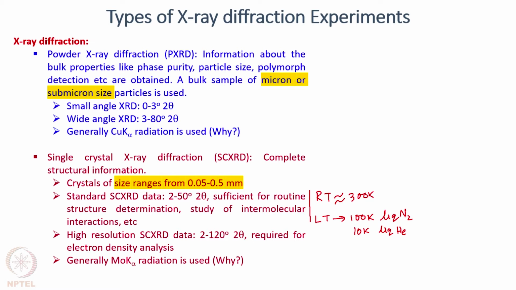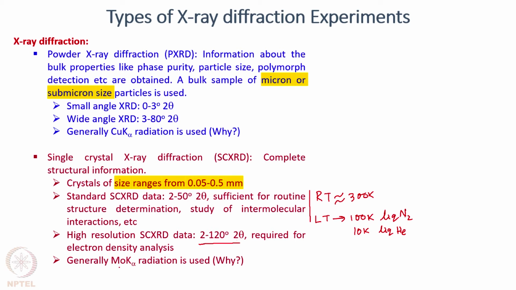But if we need further information other than just the structure solution, if we want to know the electron density distribution in a molecule, identify the hydrogen bonds, or model the intermolecular interaction regions and determine the electron density distribution between two molecules and how they are interacting, we need high resolution single crystal data. In that case the data we collect has a much wider range, from 2 to 120 degrees in 2 theta, and this is required for electron density analysis.